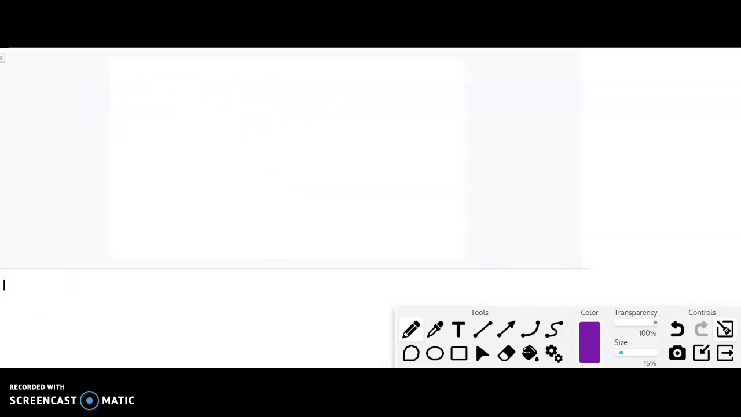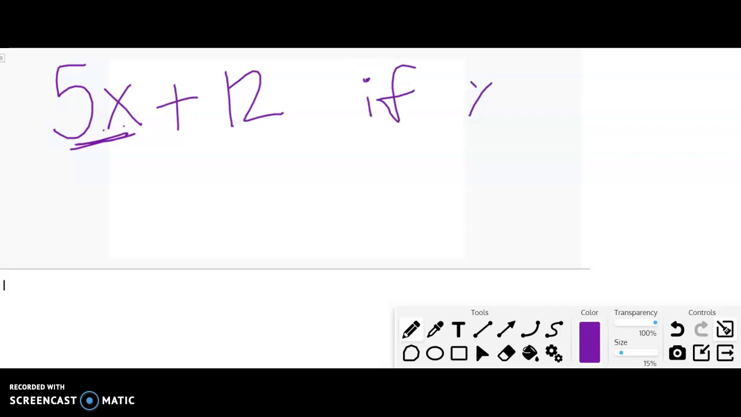So say I had an expression like 5x plus 12. Now remember, 5x, when the number and the variable are squished together like that, what operation does it mean again? Means times. So this means 5 times x plus 12. Now, evaluate if x equals 4.